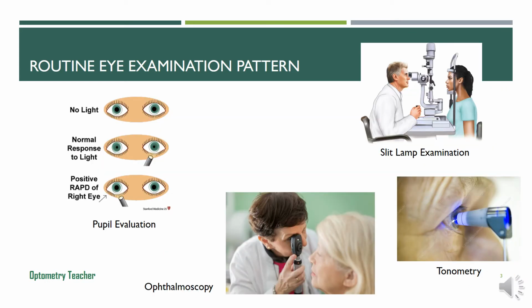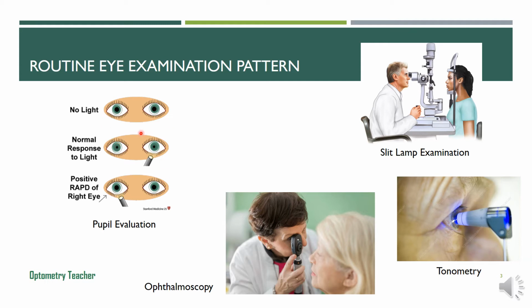Moving to the next, pupil evaluation. This is something which we have to do, and most of the time we do not see people do that, but this is a very, very important test, just to make sure that the eye's nerves are working well. To be very specific, it will give you information about the optic nerve as well as the oculomotor nerve.